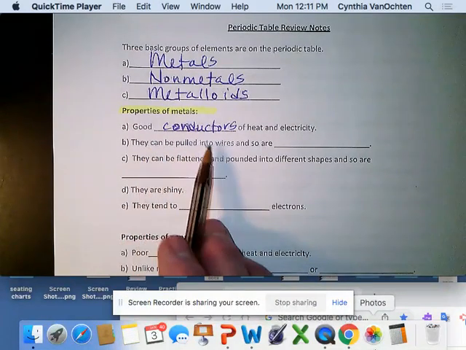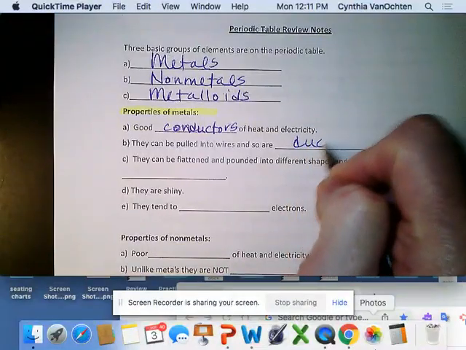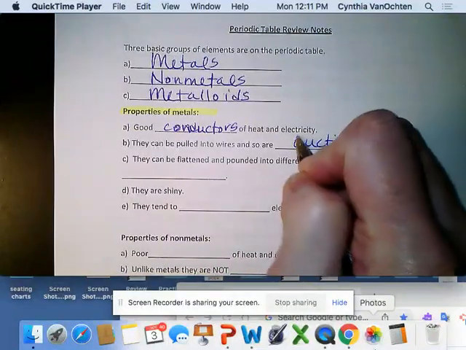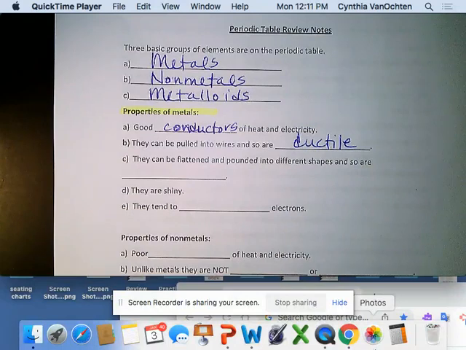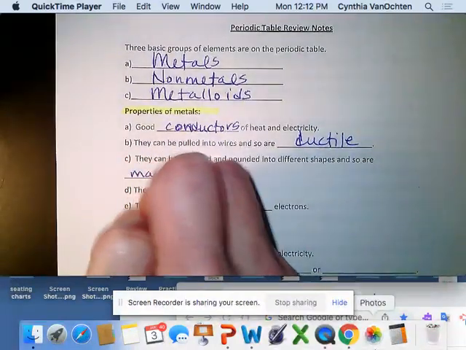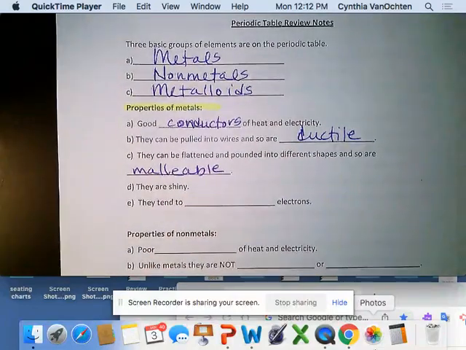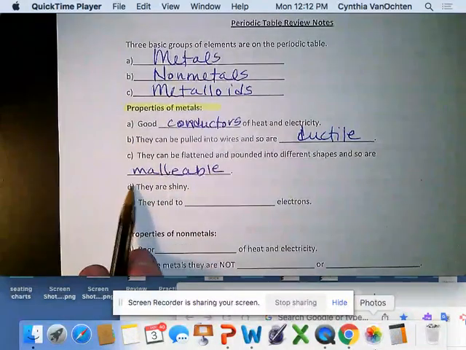So metals can also be pulled into wires, and so they're said to be ductile. Another physical property, they can resist a tensile force. So you can pull outward on the metal and it'll stretch and not break into the form of a wire. They can also be flattened and pounded into different shapes and so are said to be malleable. And metals are shiny. These are physical properties of metals.